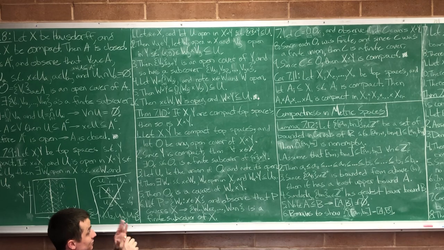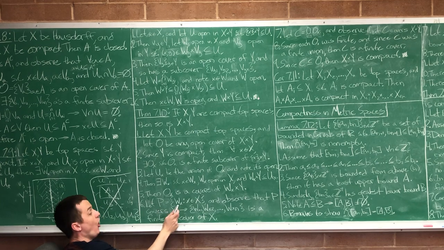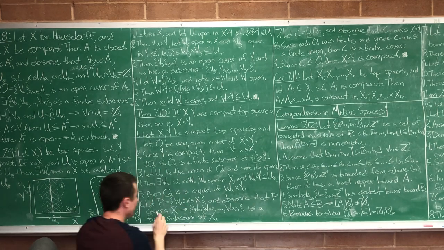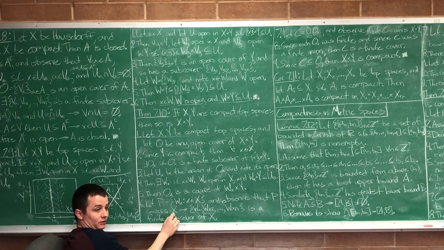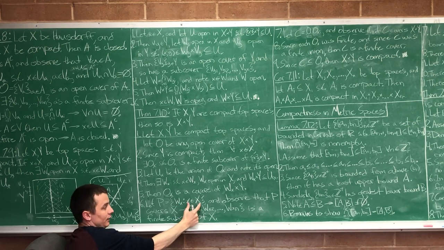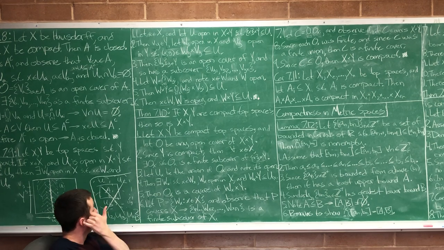Okay, now let P equal all the W sub X's that we can get. And observe that P covers X. W sub X is an open set in X, whatever it is. And for each little x in big X, you have a corresponding W sub x. So take all those W sub x's, it's going to cover X.